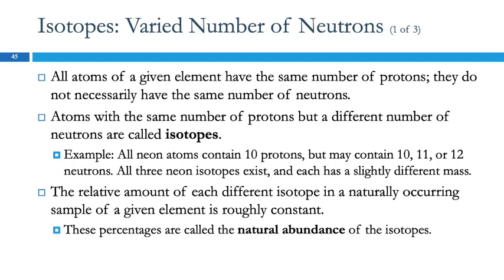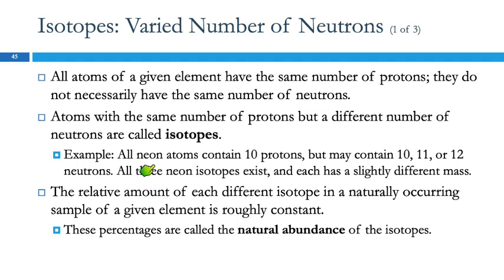So all atoms of a given element have the same number of protons. They don't necessarily have the same number of neutrons. And this is where the atomic theory had to be adjusted a little bit. So if you have atoms that have the same number of protons, they are members of the same element, but being slightly different with neutrons, then they're called isotopes. So iso means the same. So these guys are the same, but they're different.